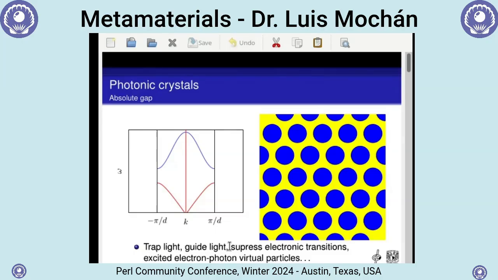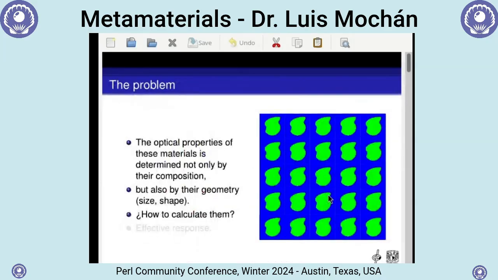And if you have trapped light, and an atom that has some electronic transitions, you may suppress those transitions if the light cannot go far away, because light comes back and excites the electron back to the original state. So you have a virtual particle. So there are many physics related to this kind of photonic crystals.